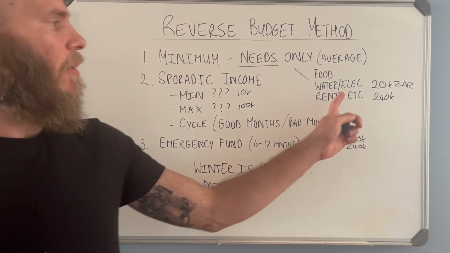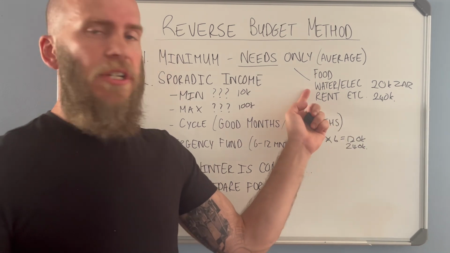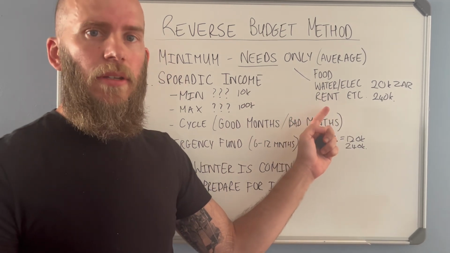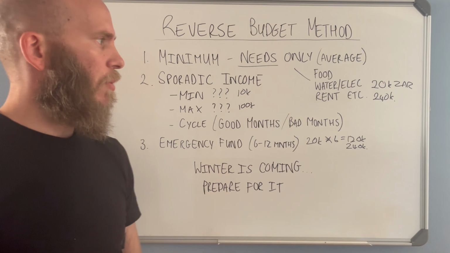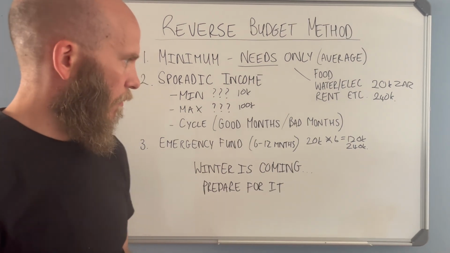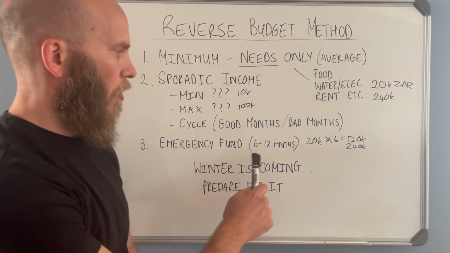That means your family can still eat, you still have water and electricity, you can still pay rent, you can still pay some debit orders without running out of money. Okay, so that is the emergency fund.